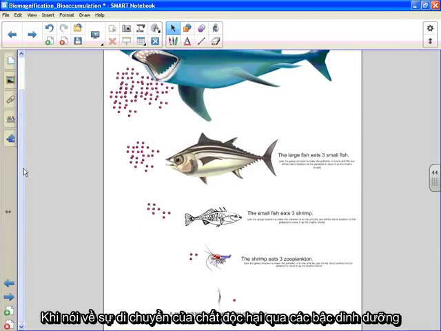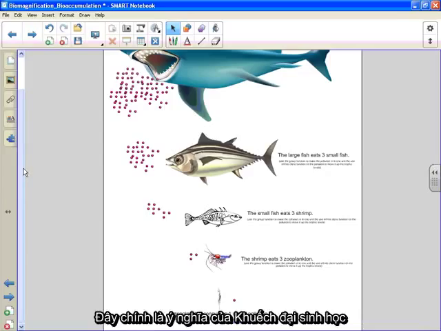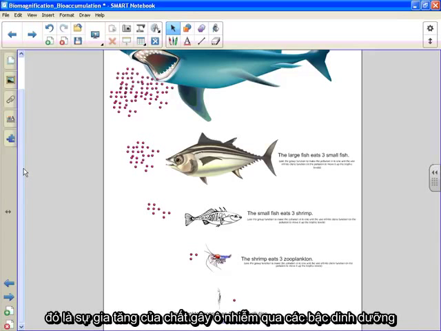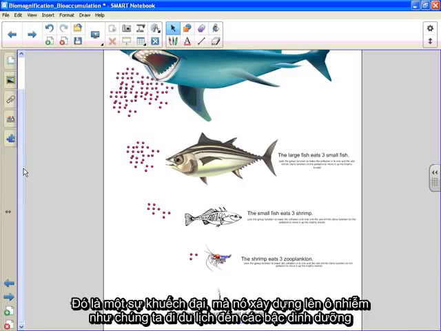Since we're talking of movement of pollution through the trophic levels, from primary consumers, secondary consumers, to tertiary consumers, this is getting magnified. That's the idea behind biomagnification. It's the increase of pollution through the trophic levels. That is biomagnification. That it's building up pollution as we travel through the trophic levels.